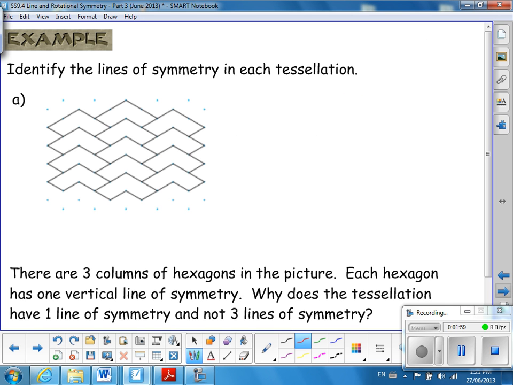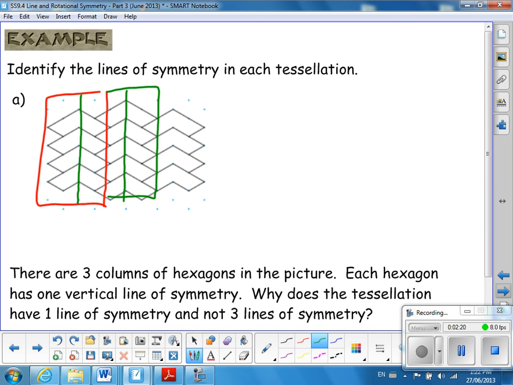So identify the lines of symmetry in these tessellations. We have 3 columns of hexagons. Each column has a vertical line of symmetry. If we take a look at just this column here, it has one line of symmetry through the middle. The second column also has a line of symmetry through the middle. The third one also has a line of symmetry through the middle. That means that if I folded that section along that line, you would get the sides touching each other. This side would be an exact replica of the other side.